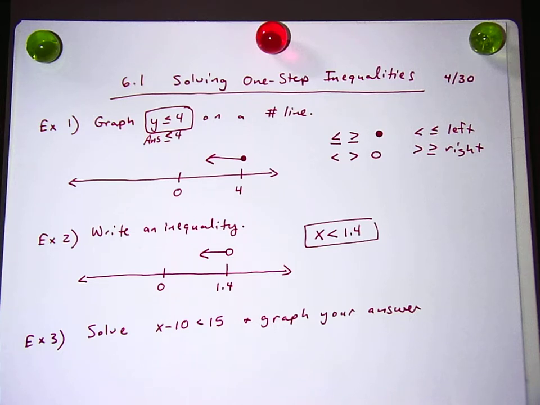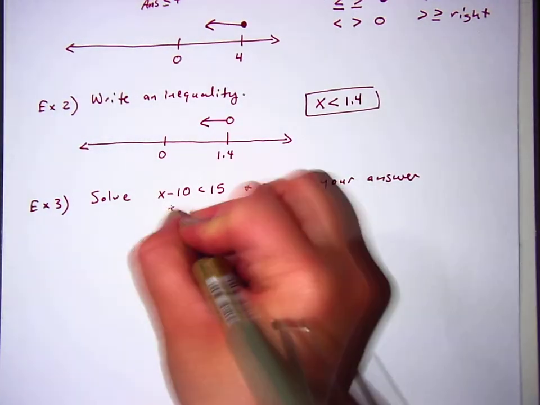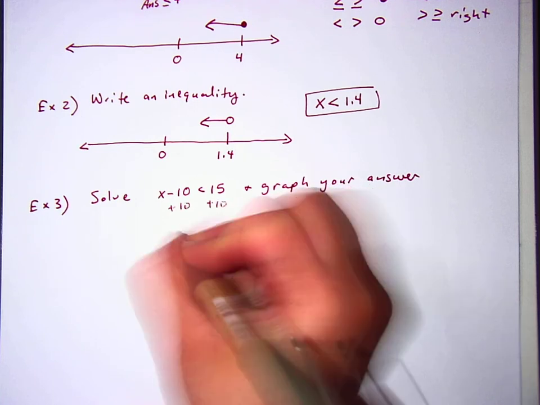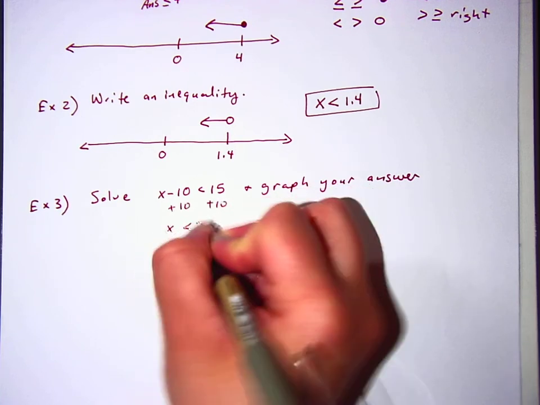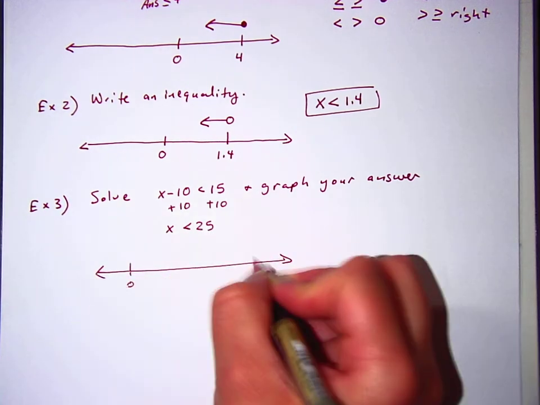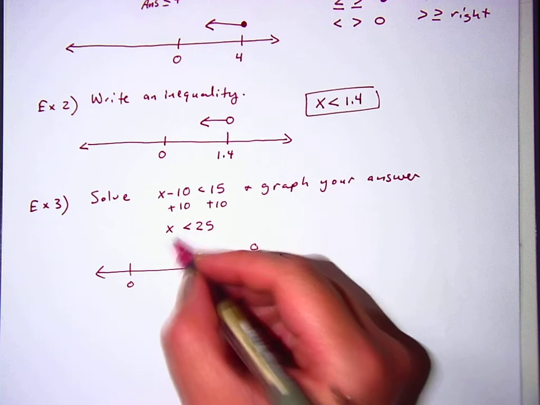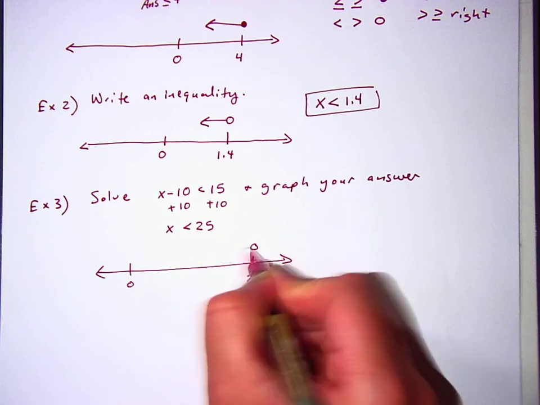So you're going to solve this just like you would a normal equation, trying to get x by itself. So to get x by itself right now, I'm going to add 10 to both sides. So I get x is less than 25. And here's 0, and there's 25. Aren't you happy I'm not making you do all the tallies? And then open circle. X is less than, so it goes to the left.